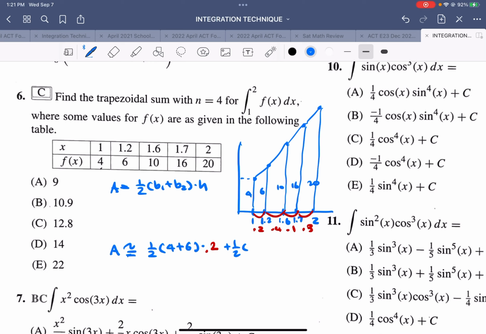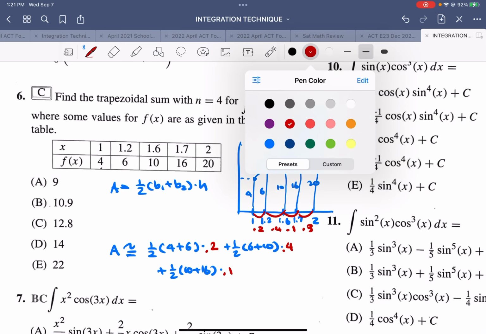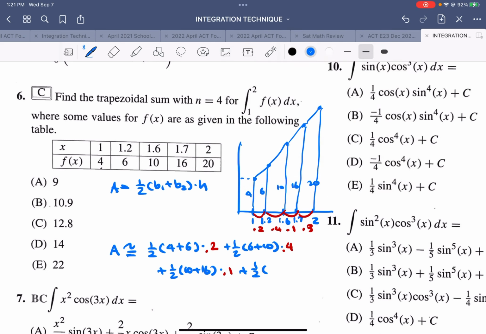plus 1/2 times, the next one is 6 plus 10 times 0.4, plus 1/2 times 10 plus 16 times 0.1, plus 1/2 times 16 plus 20 times the last height, 0.3. Okay, so let's punch it into the calculator. Once you do, everything is around 10.9. So the answer is B. Okay, that's how you're going to calculate.